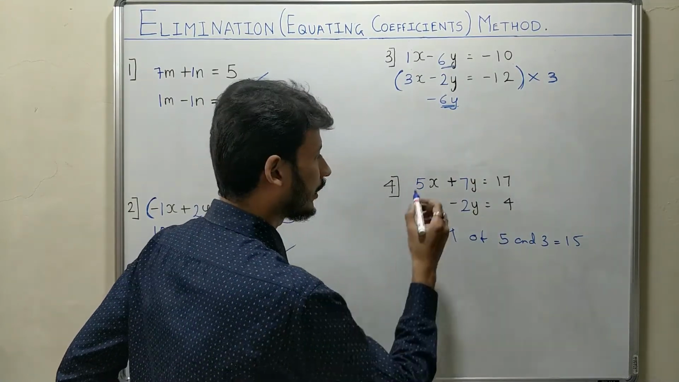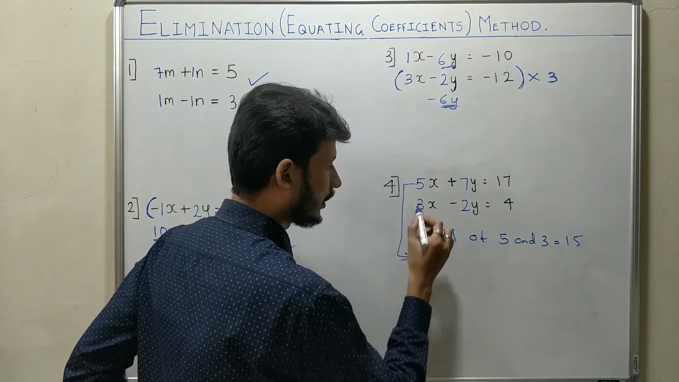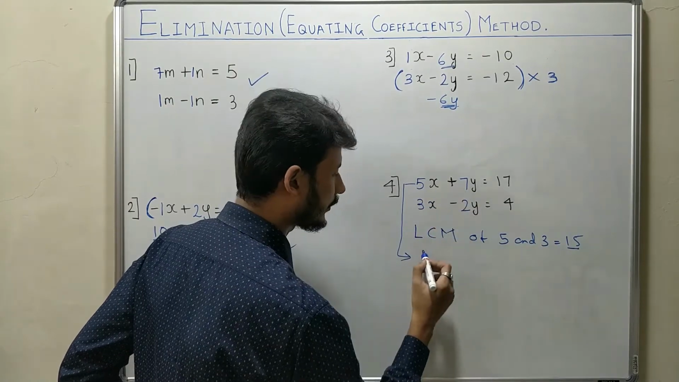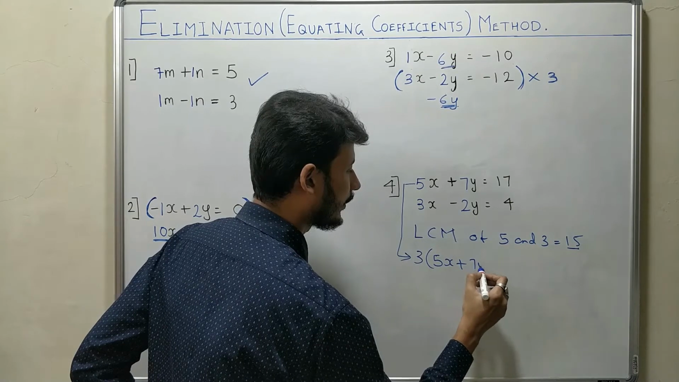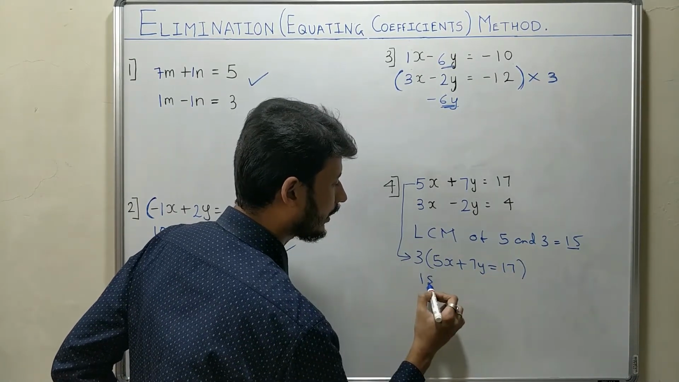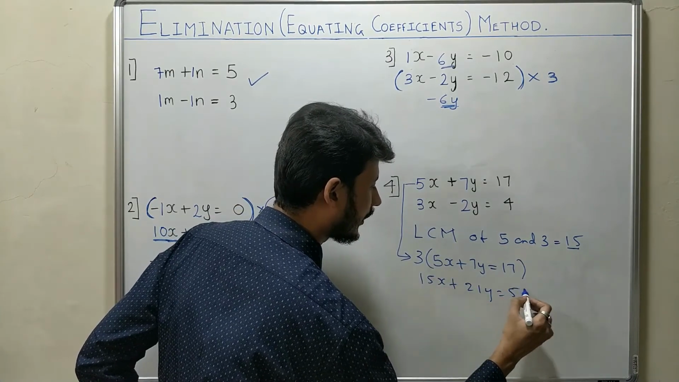For that, what will we do? We will multiply this equation number 1. 5 into 3 is 15. So we'll multiply the entire equation by 3. So 3 into 5x plus 7y is equal to 17. That will give us 15x plus 21y is equal to 51.